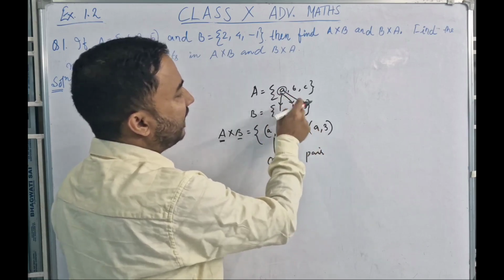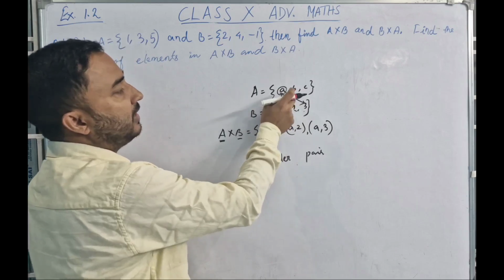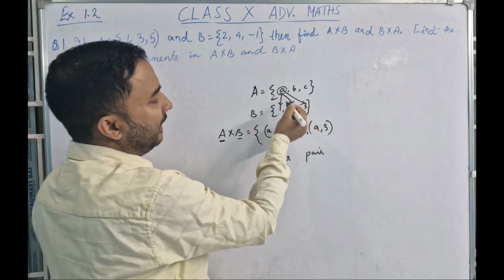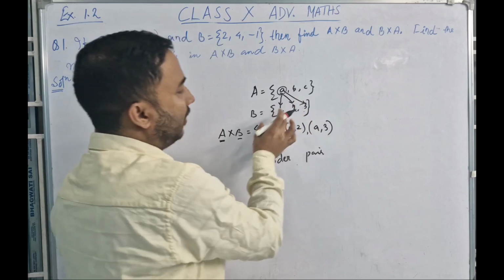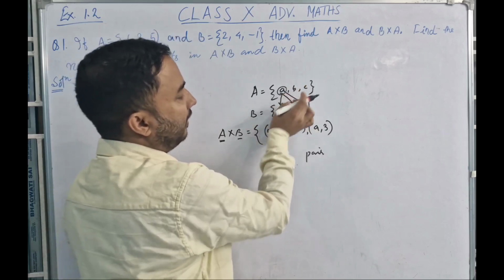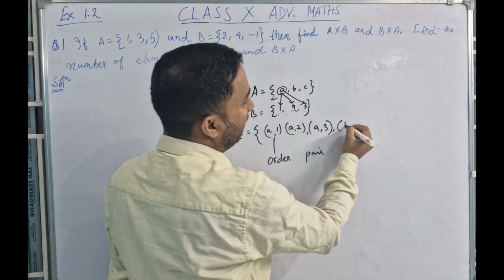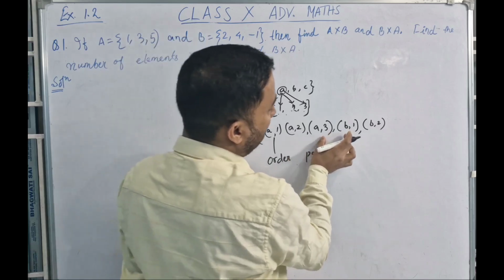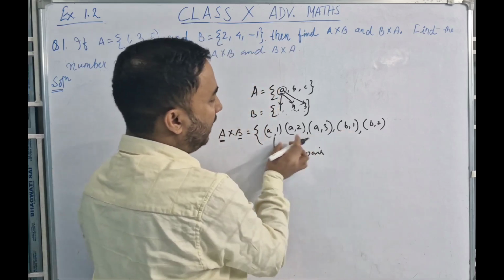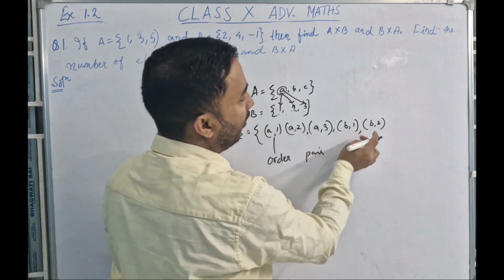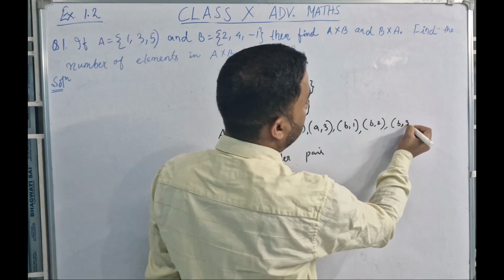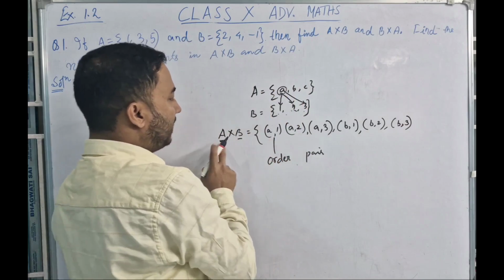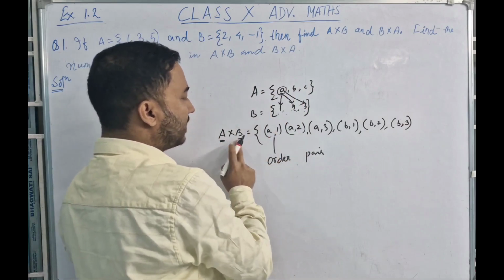Now after a, is there any other element in the set A? Yes, b is there. So again, for b, every element of the set B will come as an ordered pair with b. It will look like (b, 1), then (b, 2), and you see every ordered pair is separated by a comma. Then we have (b, 3). This is called the first component, and this is the second component. The first component comes from the first set and the second component comes from the second set.